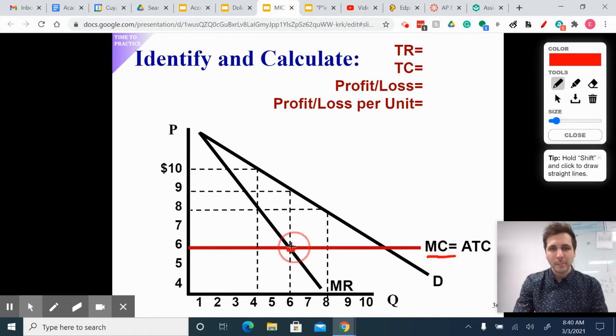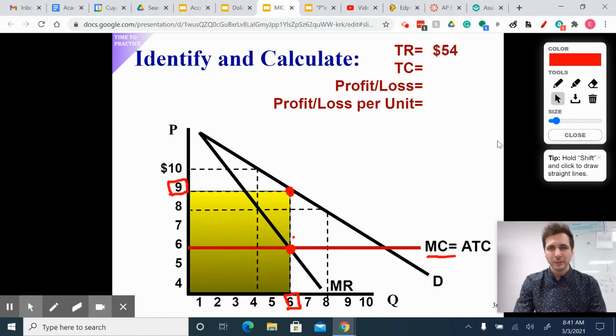So I go right here. MR equals MC right here. My quantity is going to be 6. I'm not going to charge this measly old price of 6 because I'm a price maker. I'm going to dash up until I hit the demand curve, and I'm going to charge a price of 9. So 9 times 6, my total revenue is going to be 54.